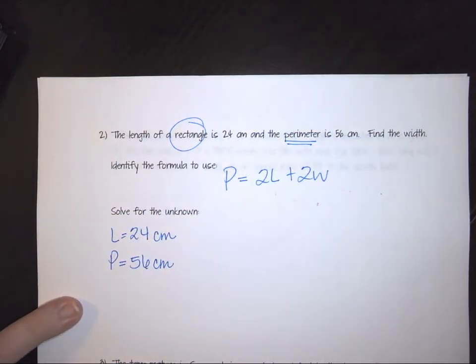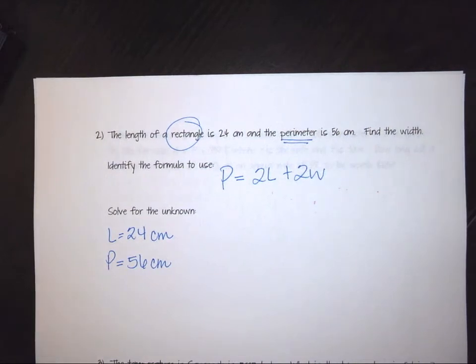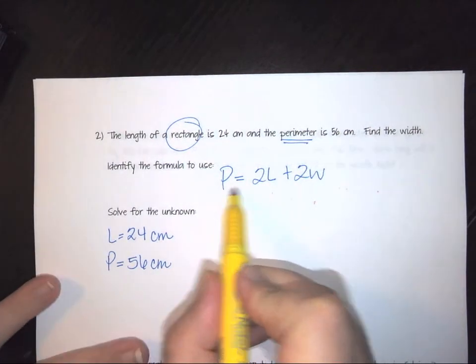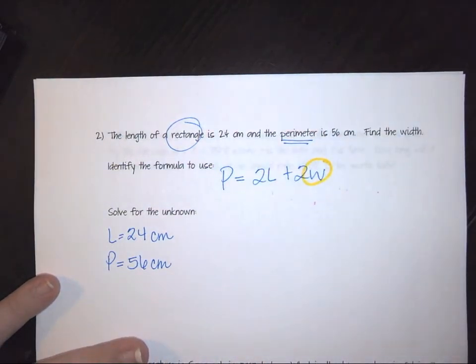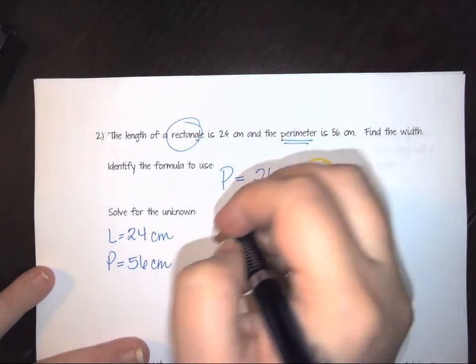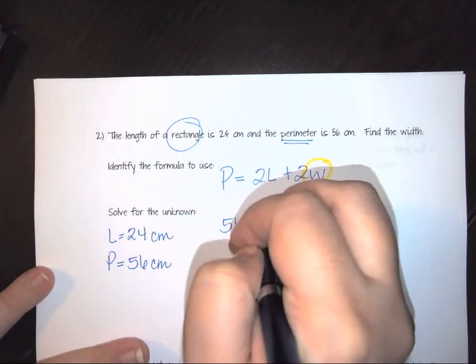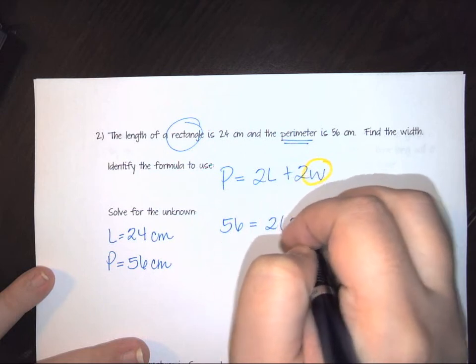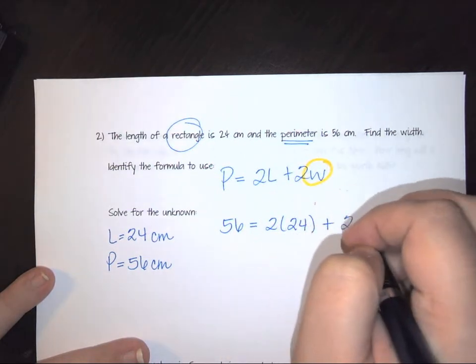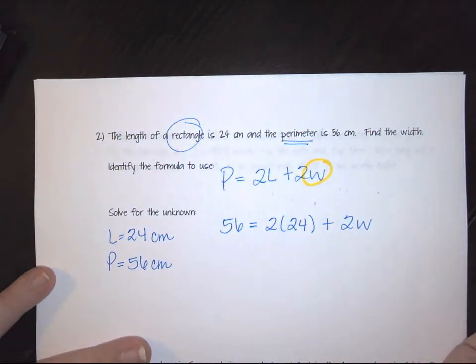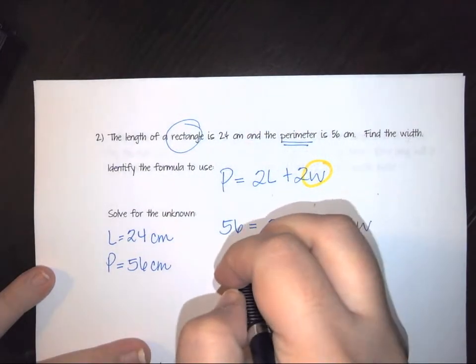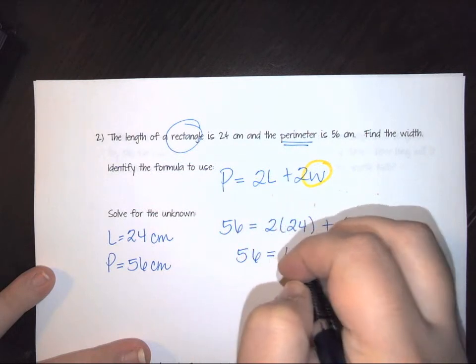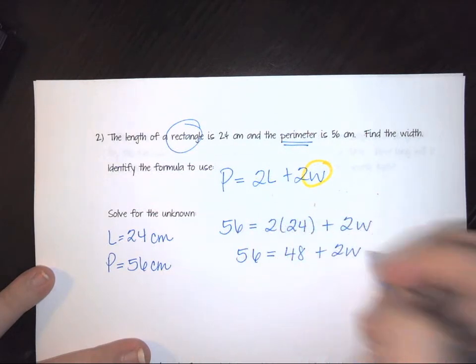The question wants to find the width. So when I'm looking at which of my variables I need to find, I'm looking for the width. Here I need to plug in my information. So I have that 56 is equal to twice the length plus twice the width. First and foremost, I have 2 times 24. So here I've got that 56 is equal to 48 plus 2w.